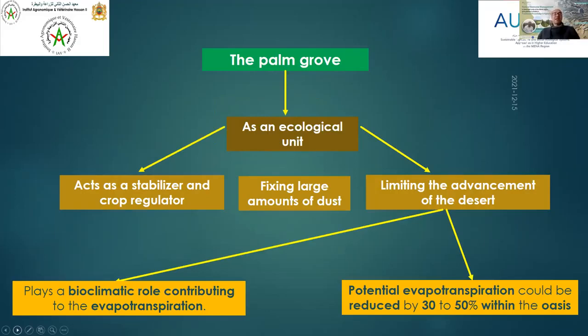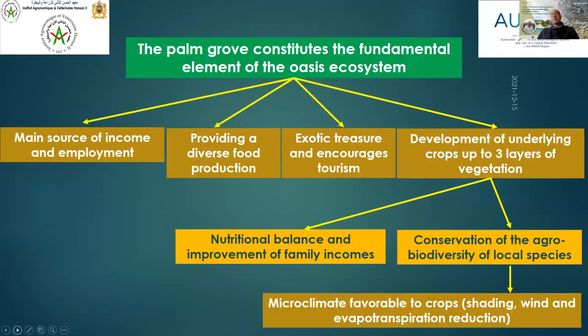The palm grove is an ecological unit. It acts as a stabilizer and crop regulator, fixing large amounts of dust, limiting the advancement of the desert, and plays a bioclimatic role contributing to the evapotranspiration. Potential evapotranspiration could be reduced by 30 to 50% within the area of the oasis, compared to the region within which it exists.